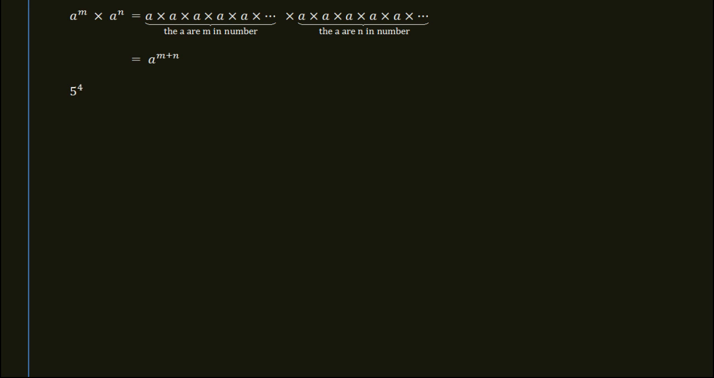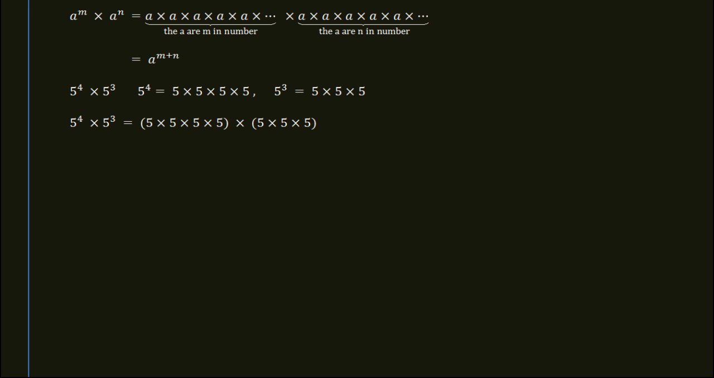Consider 5 to the power 4 times 5 to the power 3. 5 to the power 4 is equal to 5 times 5 times 5 times 5, and these are 4 5s in multiplication, while 5 to the power 3 is equal to 5 times 5 times 5, and these are 3 5s in multiplication. Therefore, 5 to the power 4 times 5 to the power 3 is equal to 5 times 5 times 5 times 5, times 5 times 5 times 5.